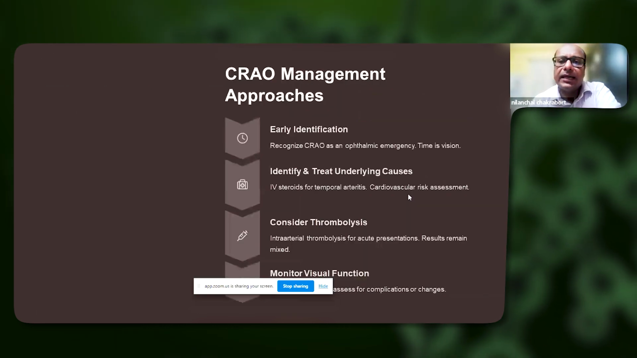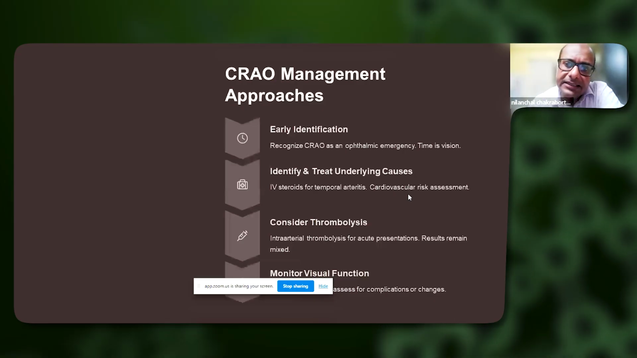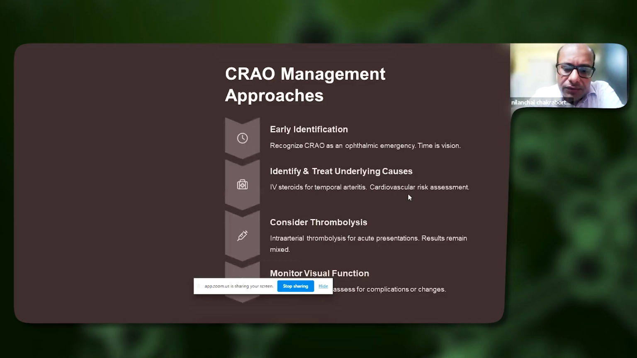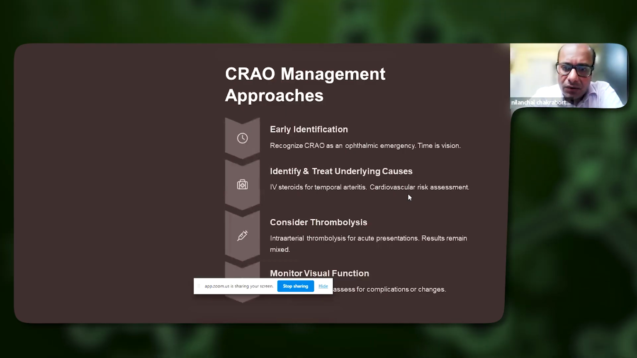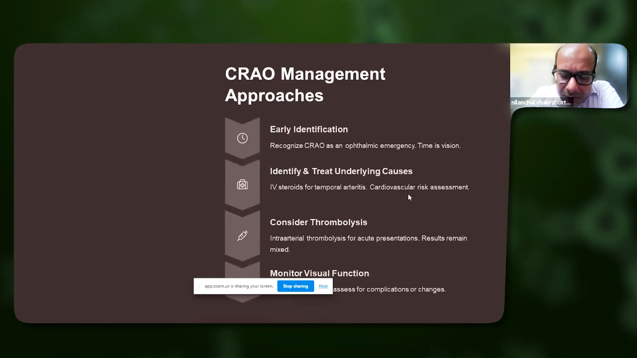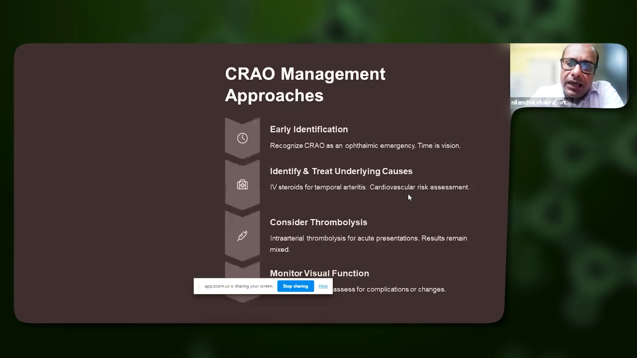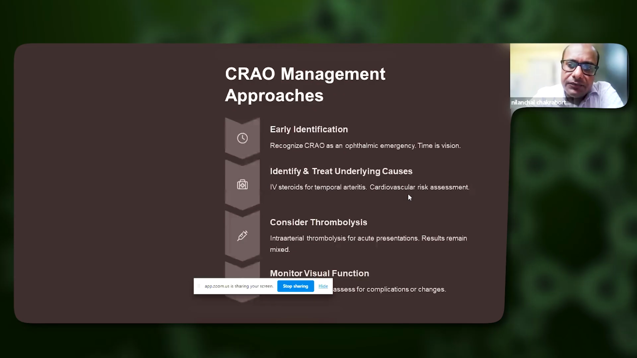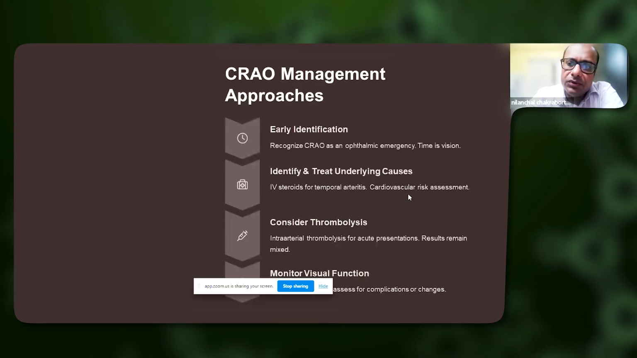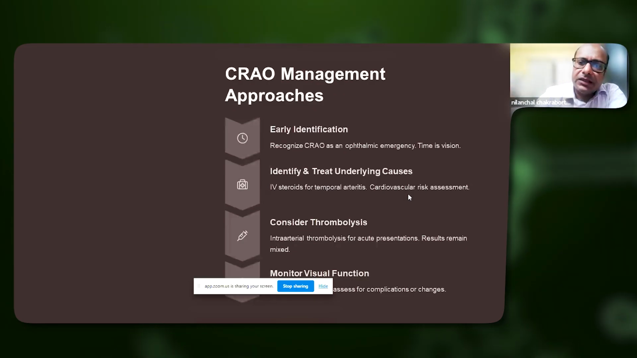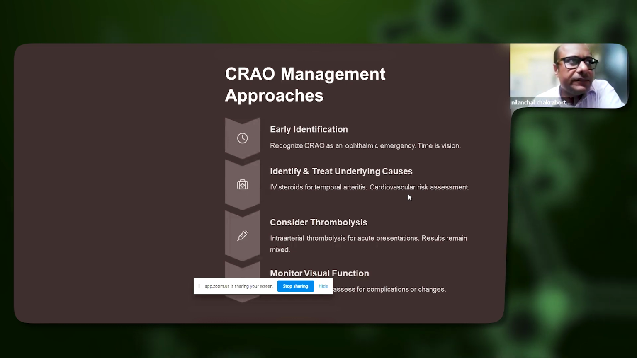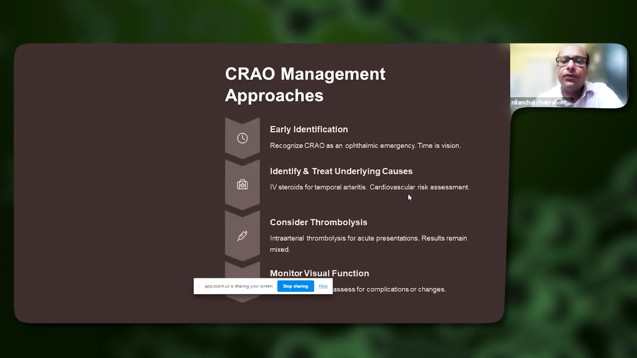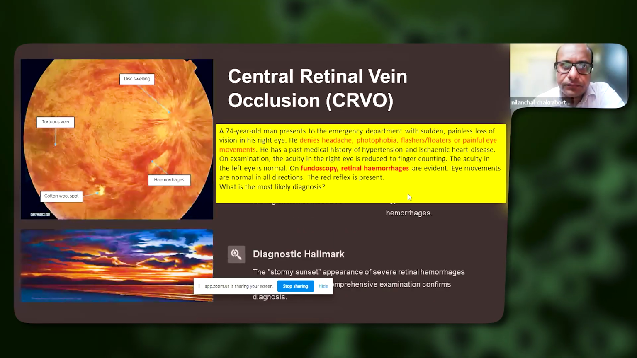How to diagnose? Because it is an emergency, you have to differentiate it from inflammatory or infective causes, and also from central venous occlusion, which will have different ophthalmological features. If it is inflammatory, you may give steroids. If it's a cardiovascular disorder, you have to think of stroke and intra-arterial thrombolysis also. But ultimately, as a physician, especially in the NHS scenario, you have to refer to an ophthalmologist for an ophthalmic emergency.